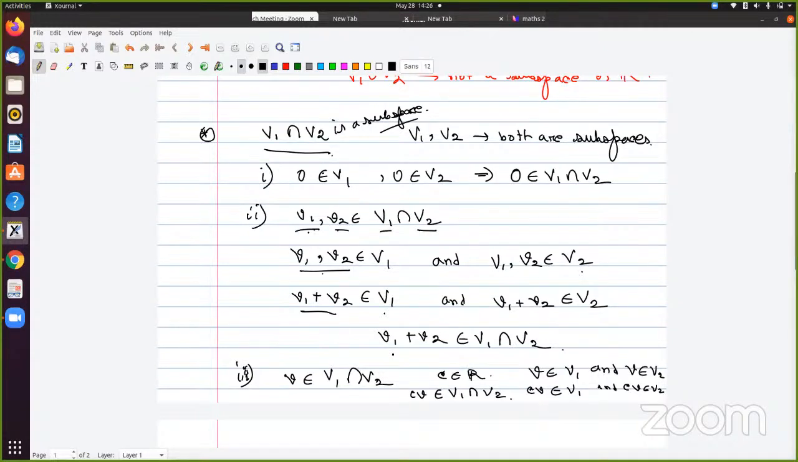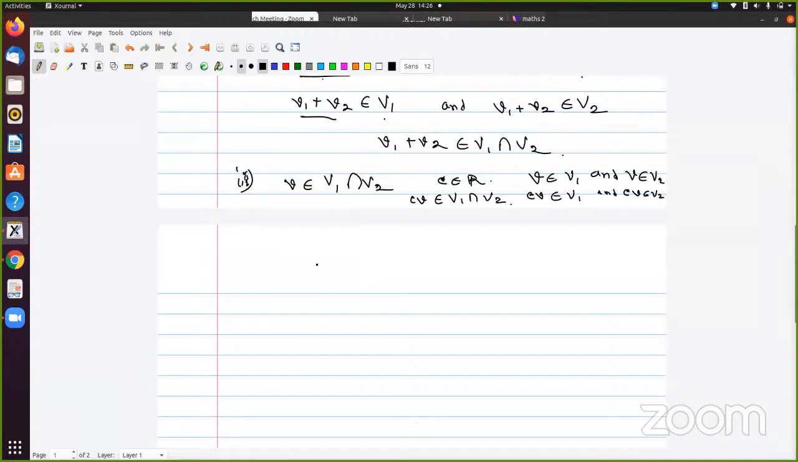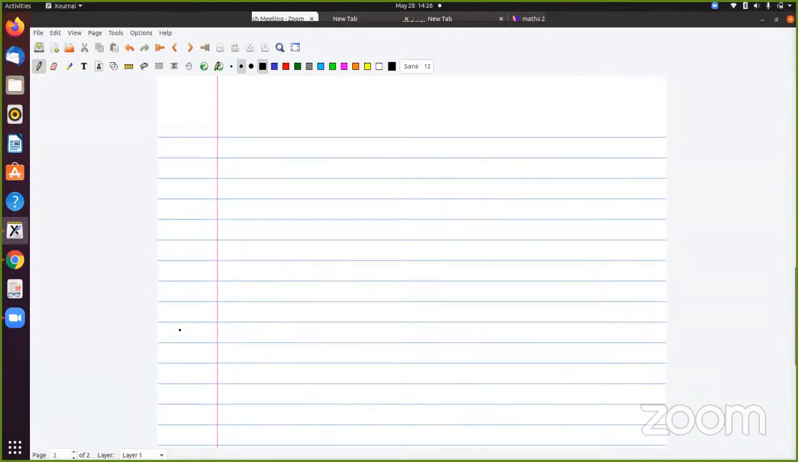Yeah, great. So I hope this part is clear. So we will go to spanning set now. Spanning set we have already discussed. Span of some set, what that means, it's clear. Now suppose we are starting with a vector space V. So V is any vector space.